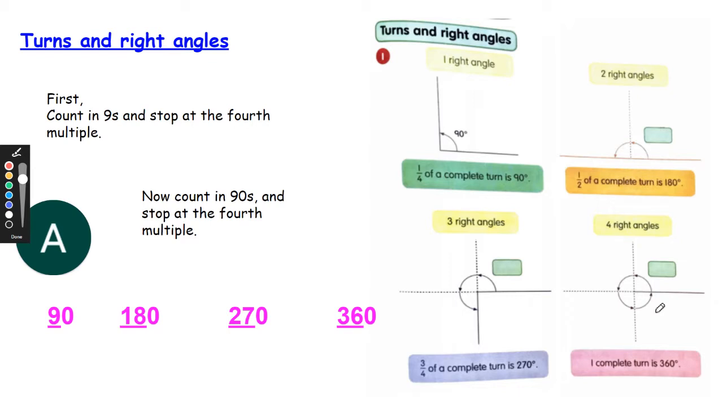So I want you to pause the video, and if you can, draw out some beautifully straight right angles and draw out all of this work on turns and label in the amount of degrees and label in the fraction of a complete turn. So you can pause the video and write that out into your yellow books.